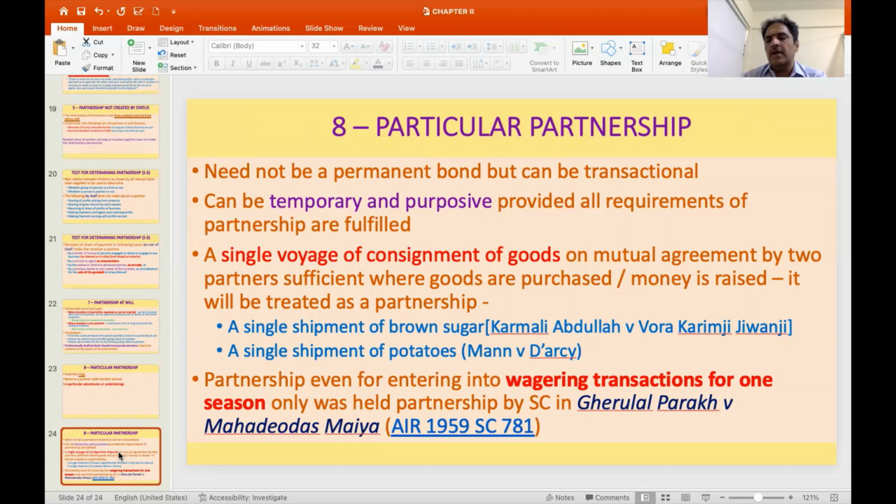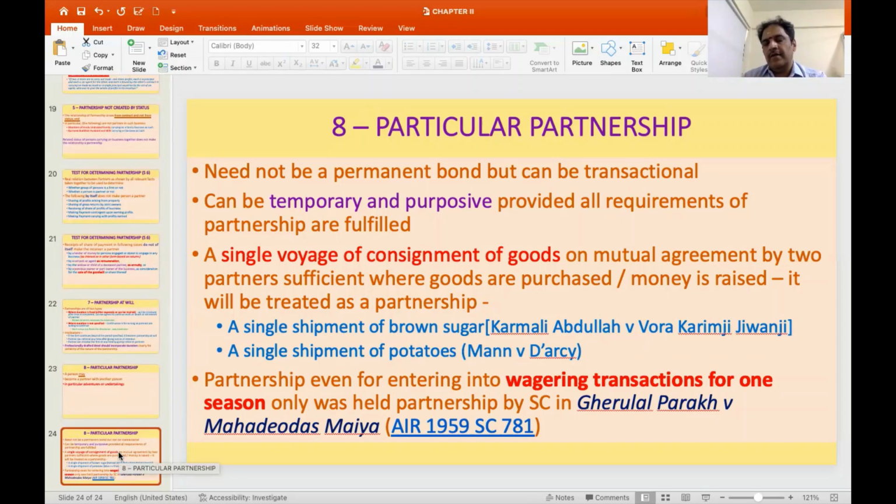And it is not necessary that you should have a sequence of transactions. So even a single transaction is enough. And in one case of Gerulal Parak, though the partnership was for wagering transactions, so the contract was not valid, but to the extent that there is an element of partnership, they held that for one round, one season of wagering transactions also, if the relationship is there, then that is sufficient to be treated as a particular partnership. So these are the aspects relating to the nature of partnership.